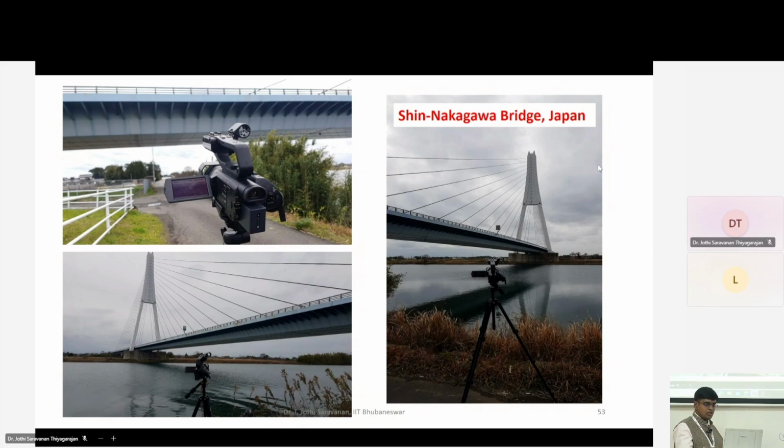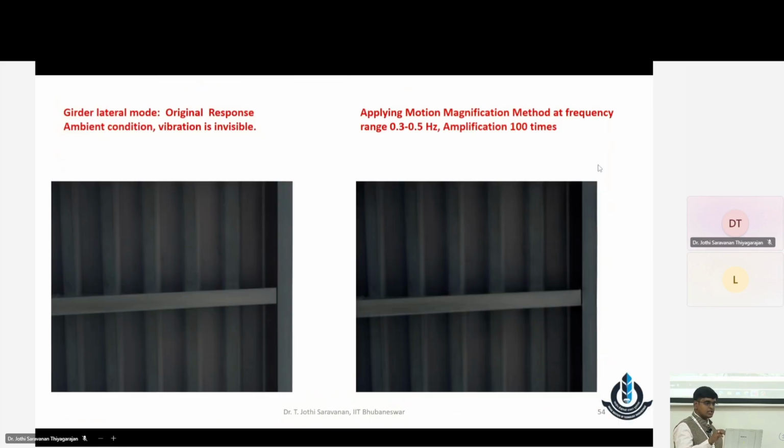Let me just go to the results. We have some interesting results. This is the lateral mode of the girder. From the bottom, I have my camera and I'm collecting the data. This is the original response that was collected. Under ambient conditions, the vibration is invisible. We are not able to see any vibrations.